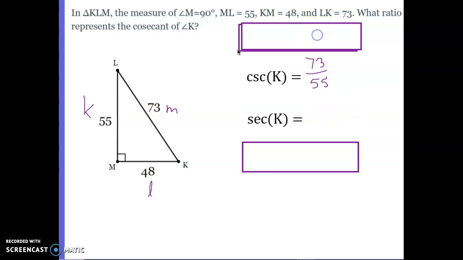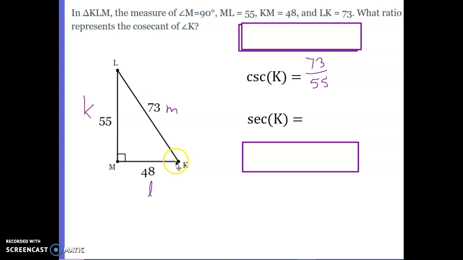Okay, let's do secant. This particular question didn't ask for secant, but we're going to practice it. So secant of K. So here's my angle K. Secant is the reciprocal of which one? Look back in your notes. Secant is the reciprocal of cosine. Cosine is adjacent over hypotenuse, so secant must be hypotenuse over adjacent.